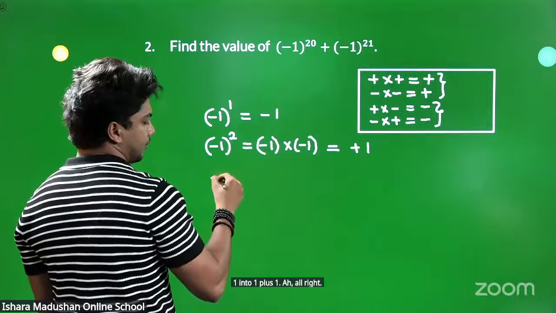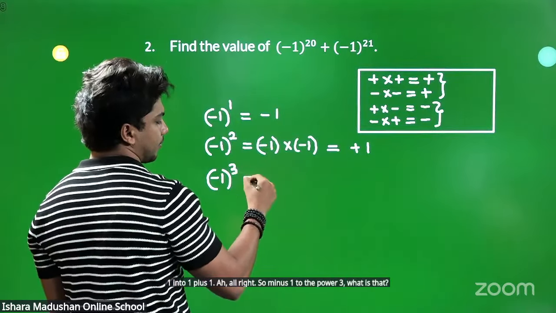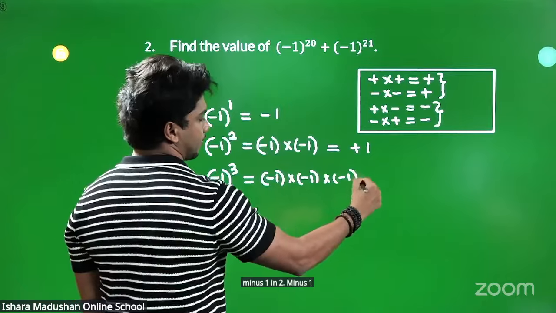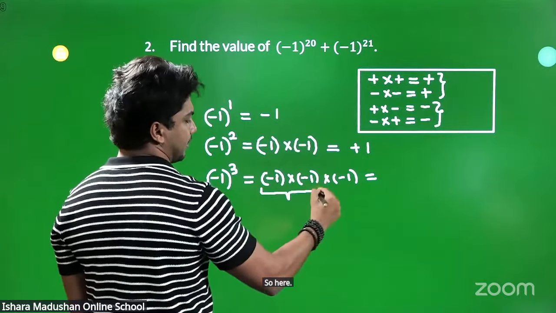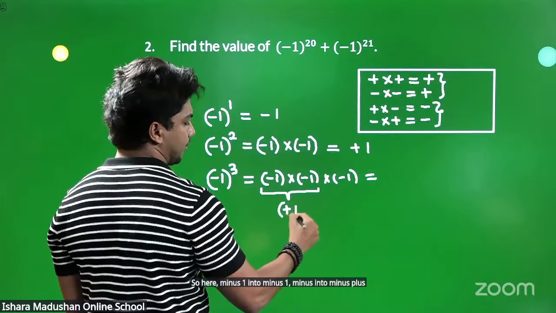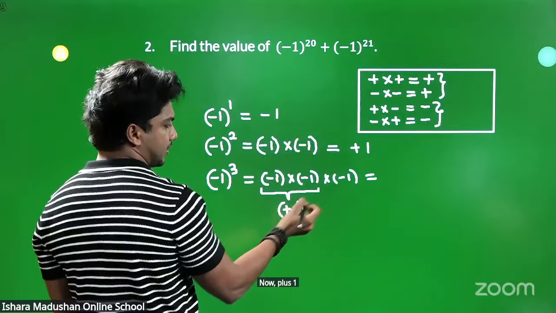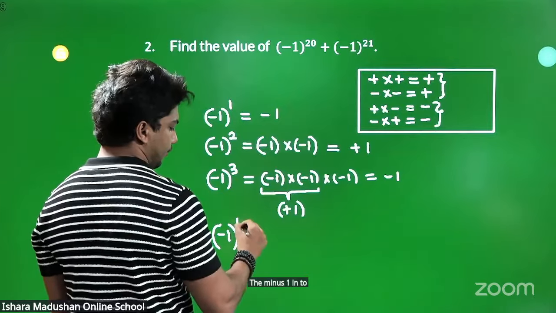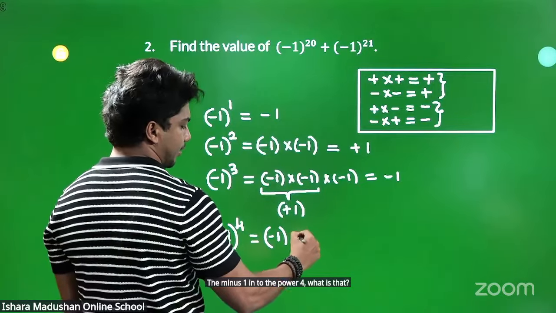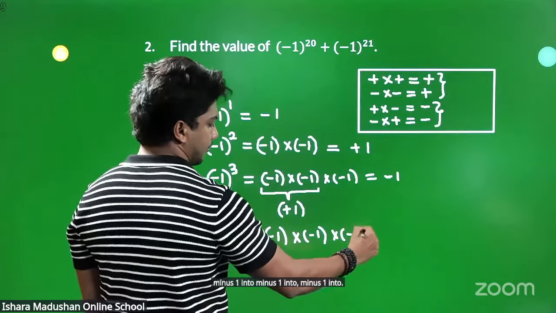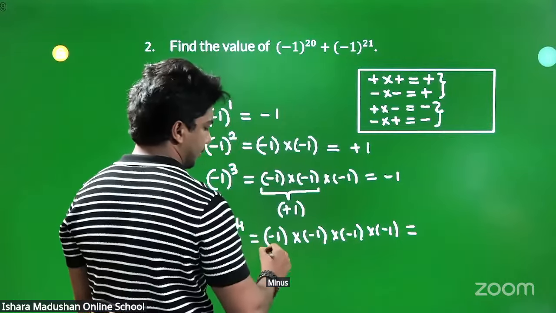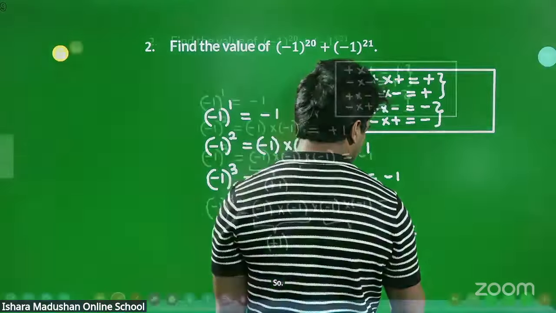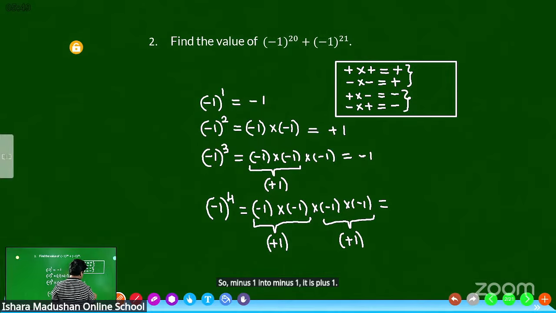So minus 1 to the power 3, what is that? Minus 1 into minus 1 into minus 1. So here minus 1 into minus 1, minus into minus plus, 1 into 1, plus 1. Now plus 1 into minus 1, plus into minus, minus 1. Then minus 1 to the power 4, what is that? Minus 1 into minus 1 into minus 1 into minus 1. So minus 1 into minus 1, it is plus 1. Minus 1 into minus 1, it is plus 1. Plus into plus, plus, 1 into 1, 1.